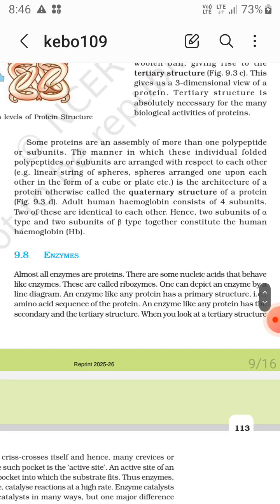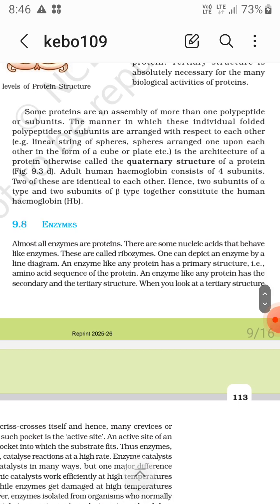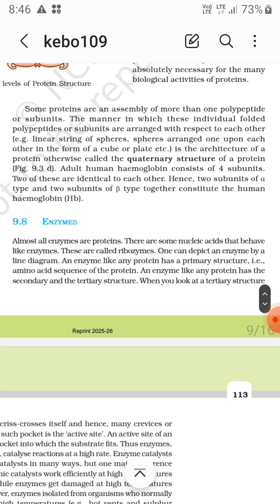Adult human hemoglobin consists of four subunits. Two of these subunits are identical to each other. Hence, two subunits of alpha type and two subunits of beta type. Two of these are identical to each other, right? Hence, two subunits of alpha type and two subunits of beta type together constitute the hemoglobin, right?